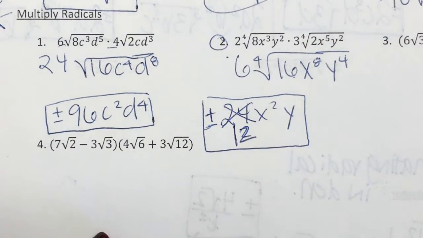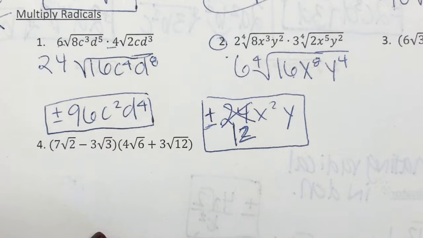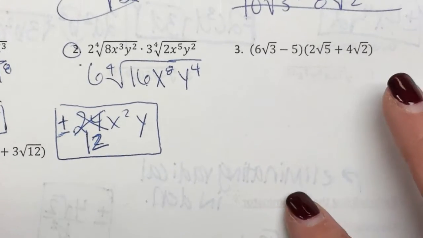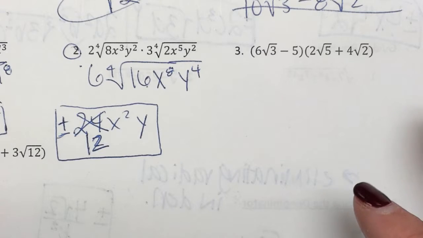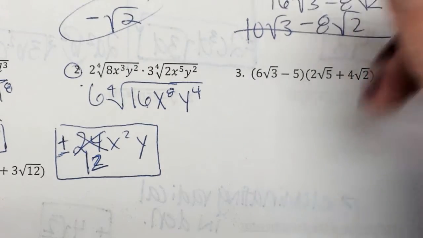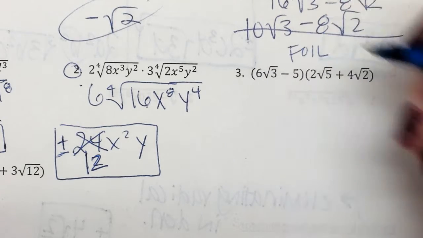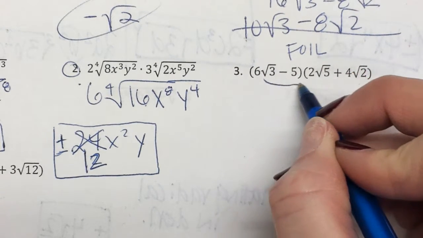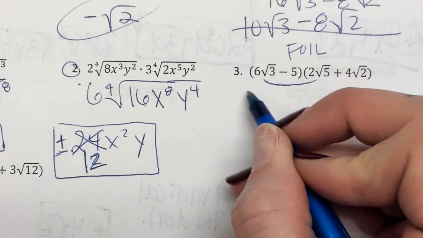Any questions about those kind of multiplying? Okay. What about number 3? How could we multiply these? FOIL. That's what I was looking for. It is kind of distribute, but because these are 2 binomials, we have to FOIL it out. So let's start with the first. What would I get when I multiply these first 2 terms?